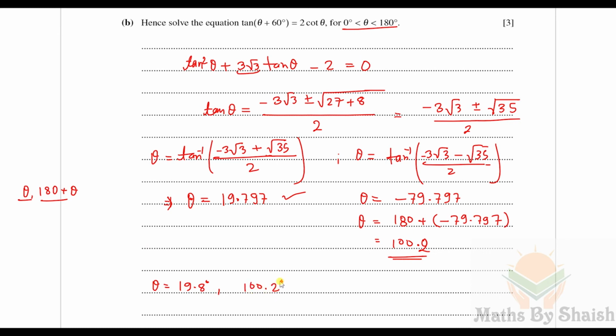We can write 100 also because it is true to 3 significant figures, but that's fine because whenever we give the answer we need to give the angle to one decimal place. So that's the answer of it. Let's do the next question.